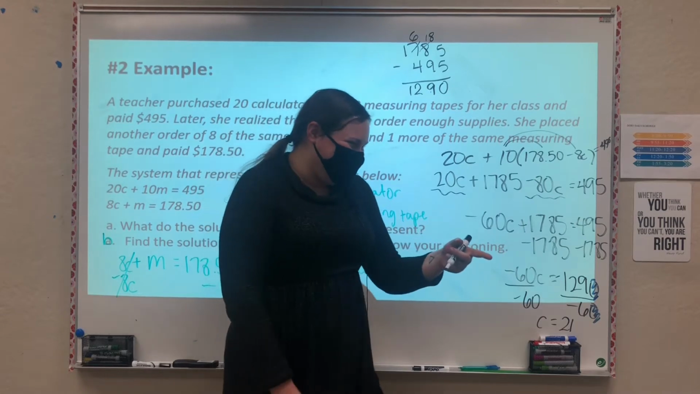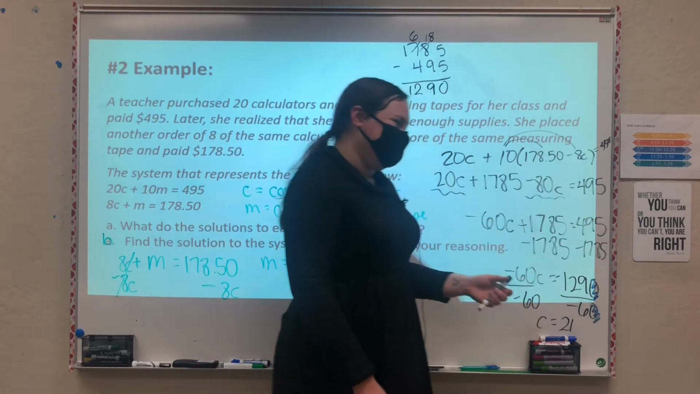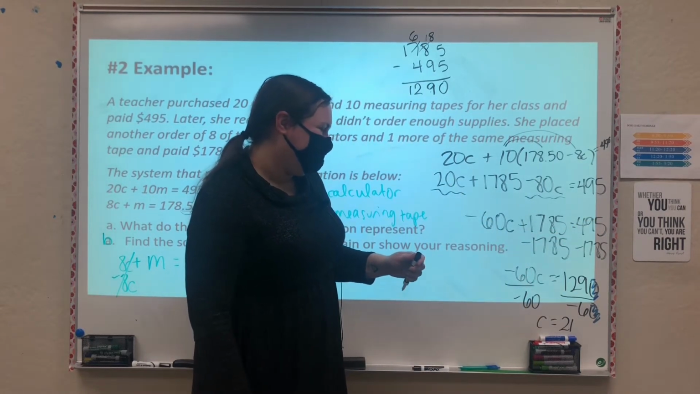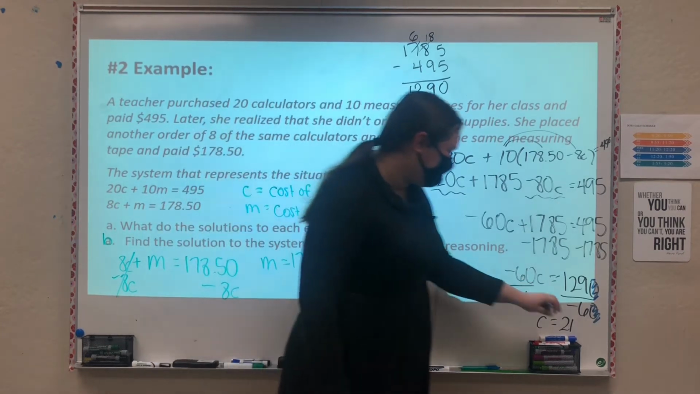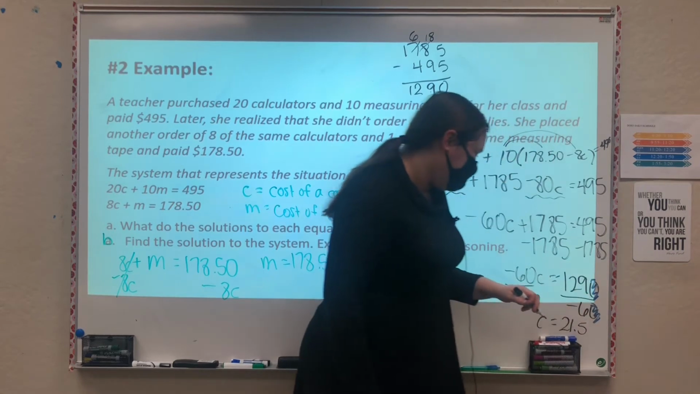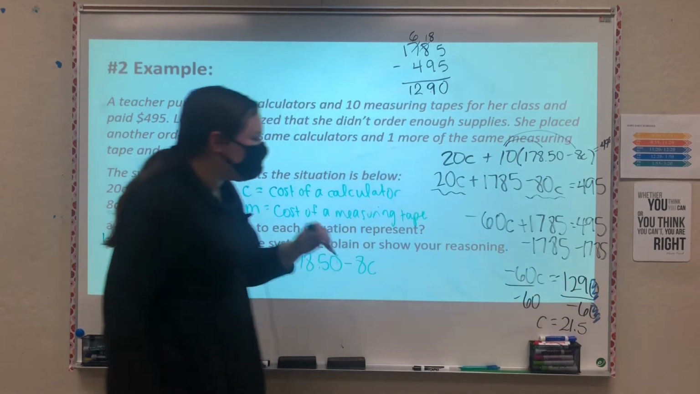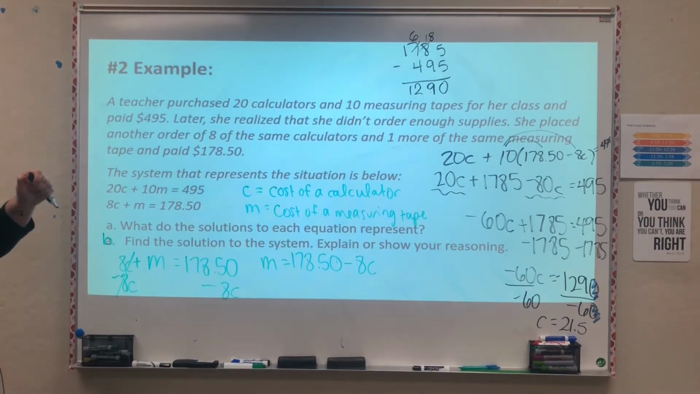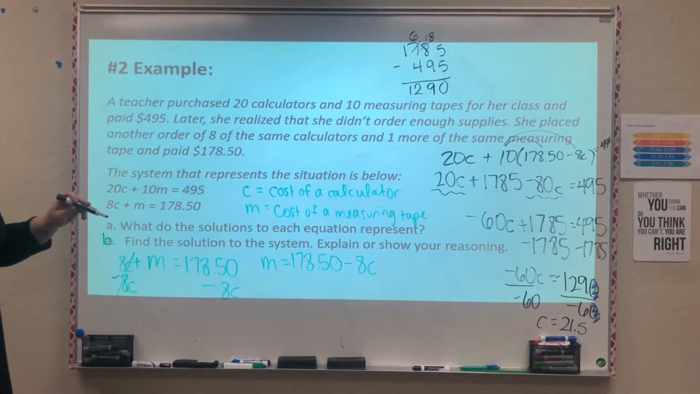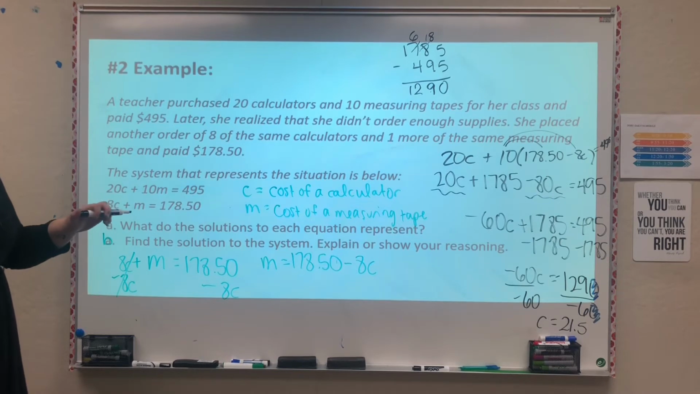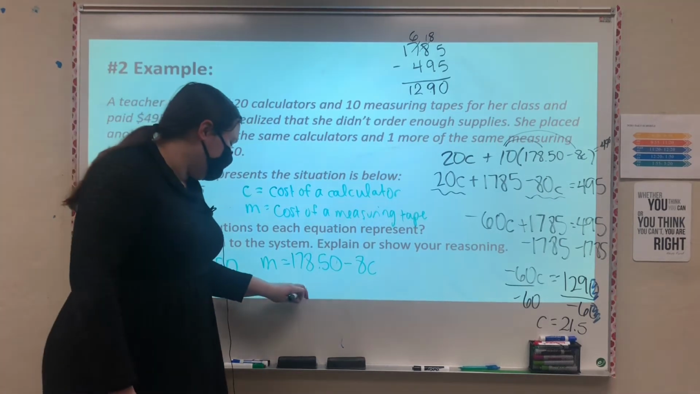You can do it. 0.5? Yep. So in this situation, what is C? C is the cost of the calculator. So we've got the cost of the calculator is 21.5.